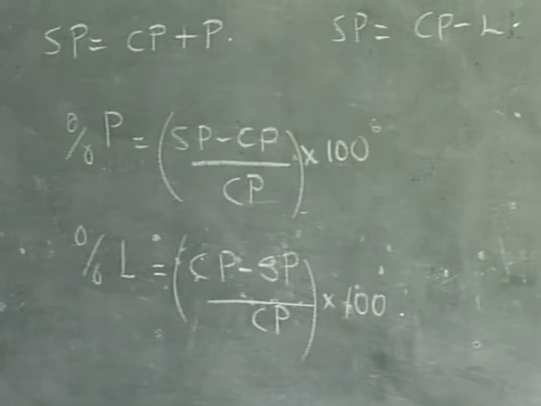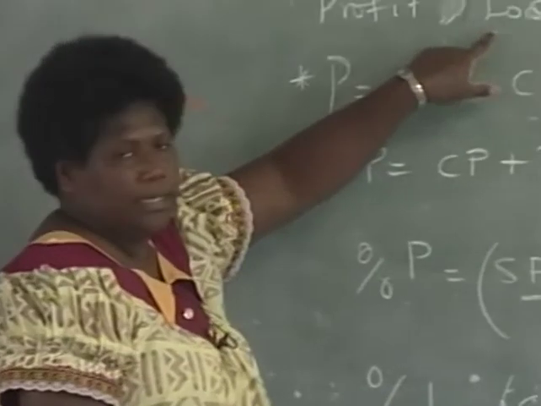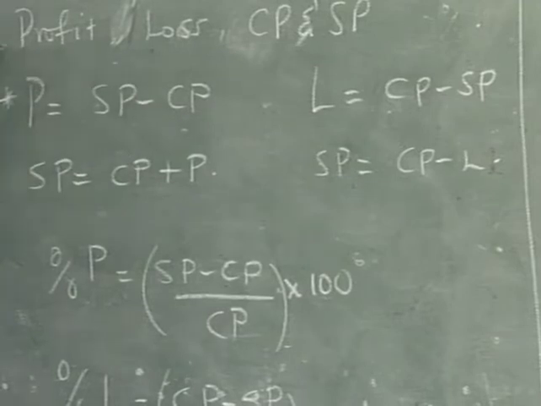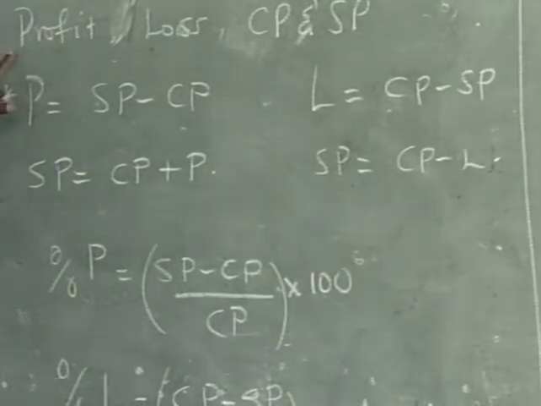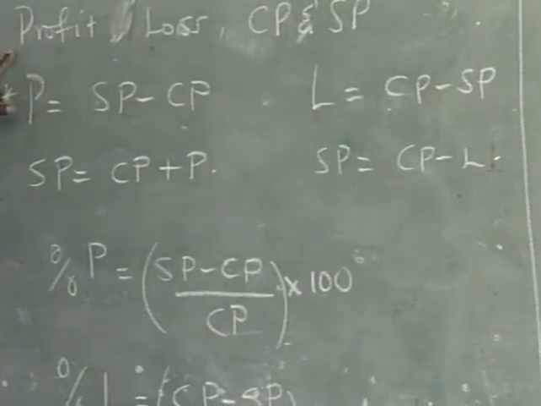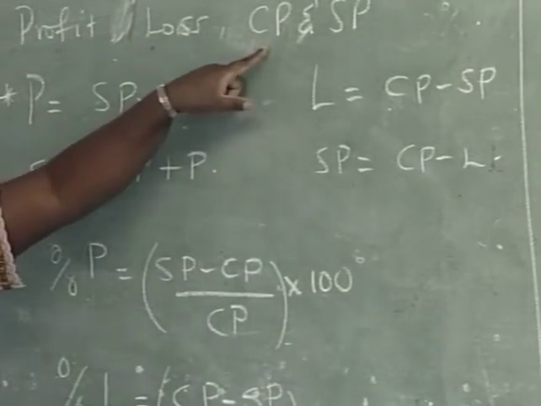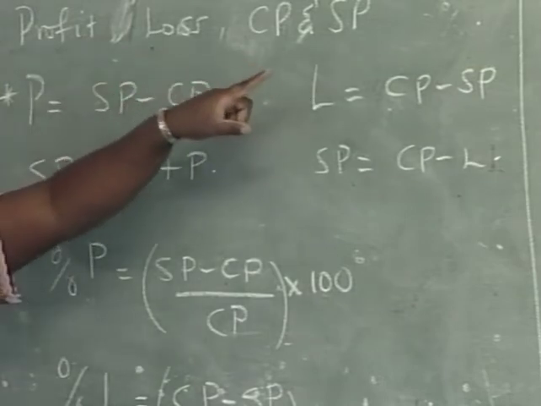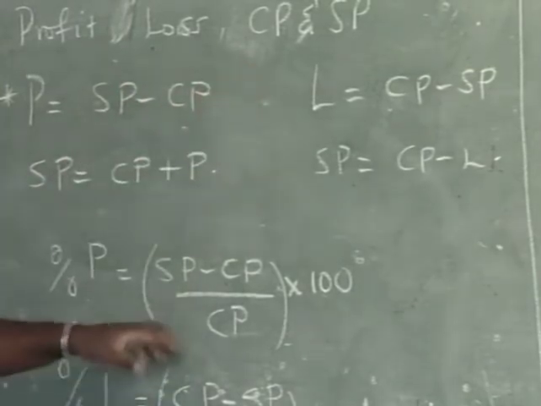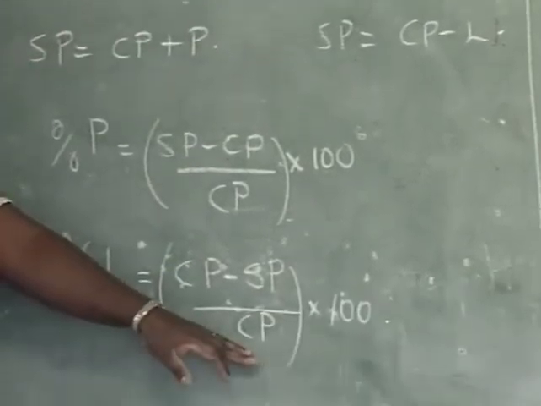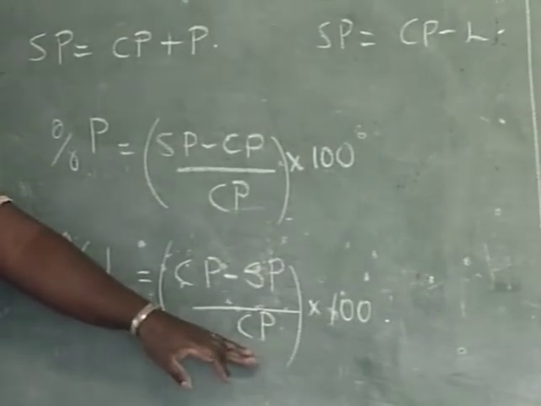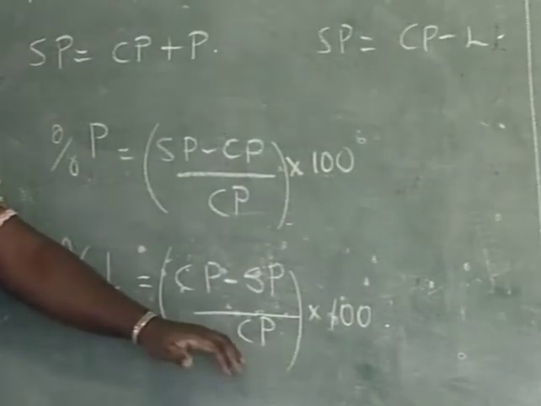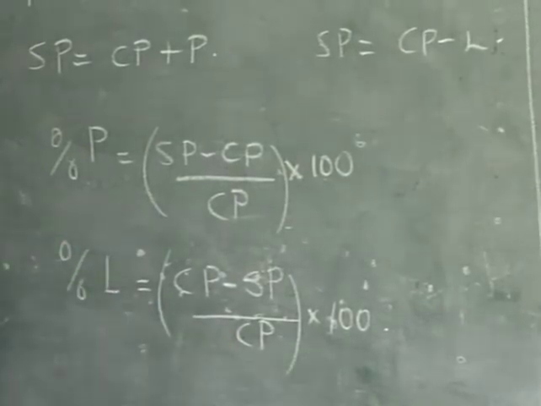And like I said, loss is just like decreasing a quantity, and profit is just like increasing. But the original is always the cost price. When you increase the cost price by the profit, you will get the selling price. So you never put something over the selling price to get a percentage of it. It's always over the original price, which is the cost price.